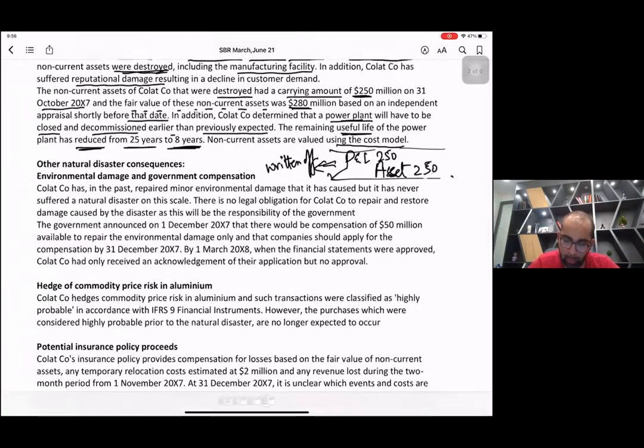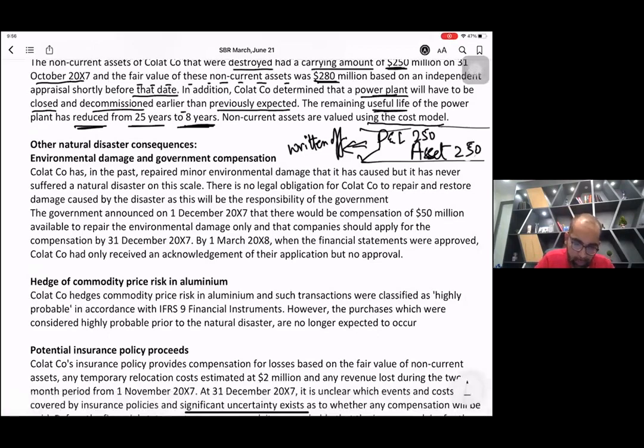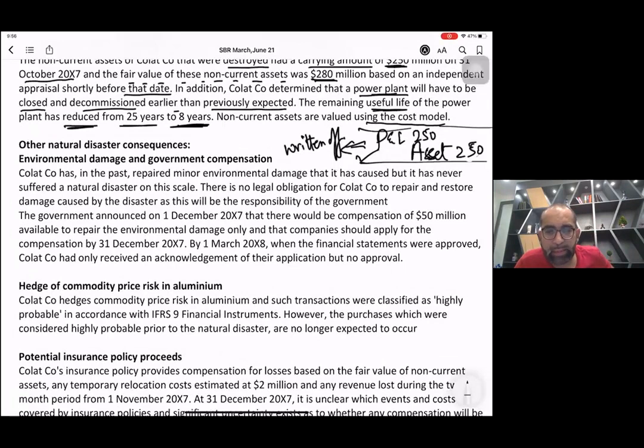Now you have two more interesting, three more interesting issues. Listen. This is again the combination of IAS 37 and IAS 20 government grant, basic standard. But yes, listen, Collard company has in the past repaired minor environmental damage that it has caused, but it has never suffered a natural disaster on this scale.